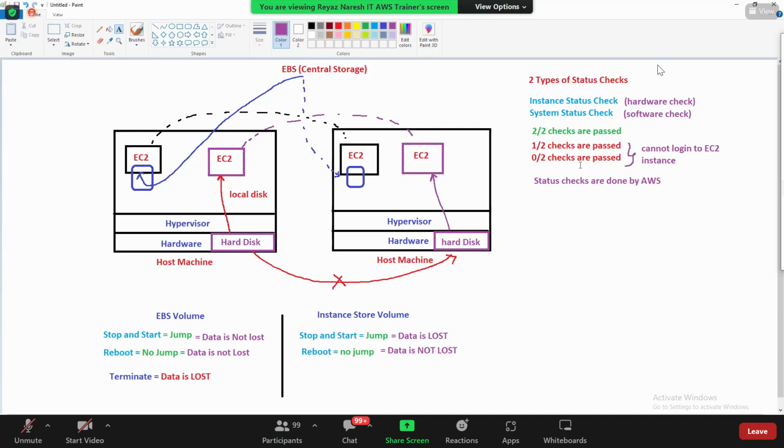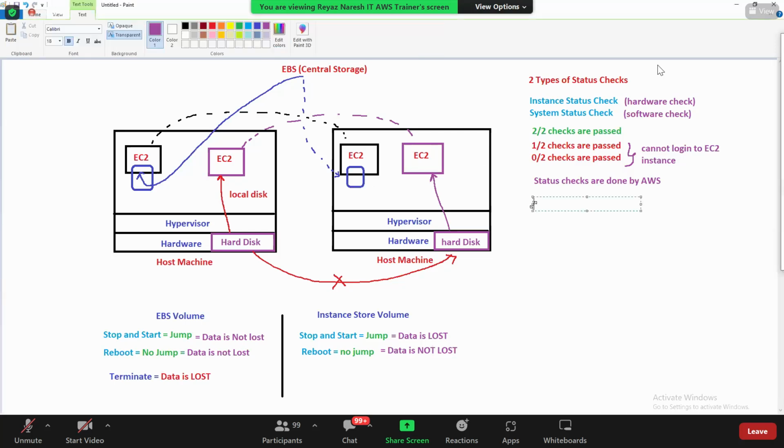That is also nowhere written. That is based on experience, I'm telling you. Got it? So what is the solution for this, guys? Stop and start. If you get 1/2 or 0/2 status checks passed, what do you do? Just stop and start the EC2 instance.